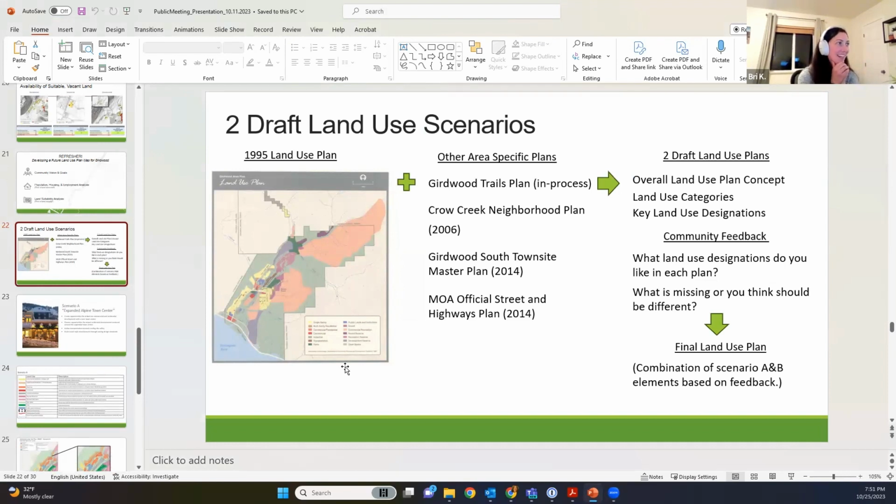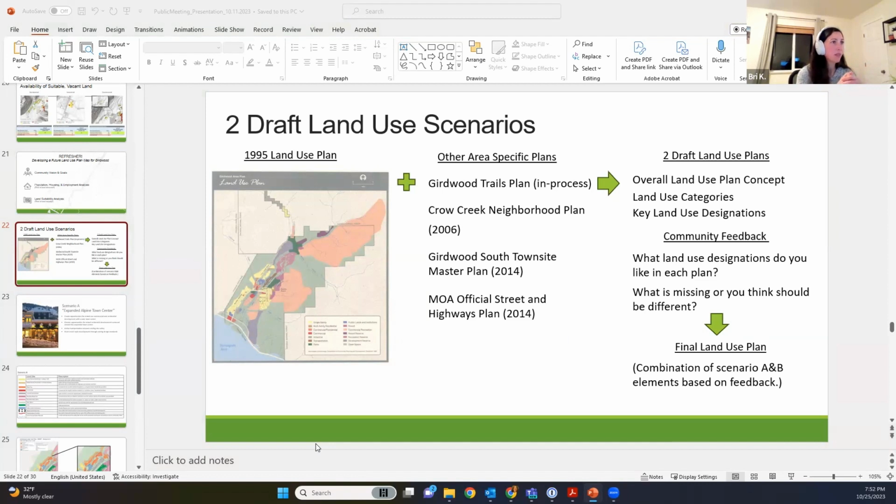I'm going to be presenting the two land use plan maps, and these are drafts. They're intended for the community to give us feedback on. Before I get into both of the maps, I just want to go back over some of the stuff leading to this. All of that information that Michelle presented, all of the vision and goal work that Holly's been very involved with, working with Imagine Girdwood.